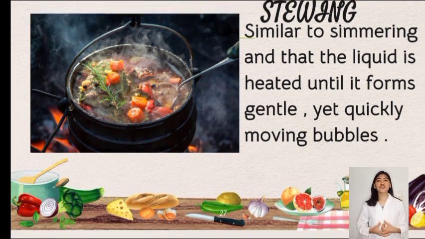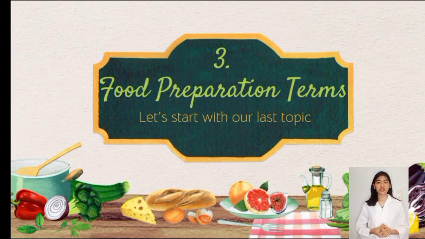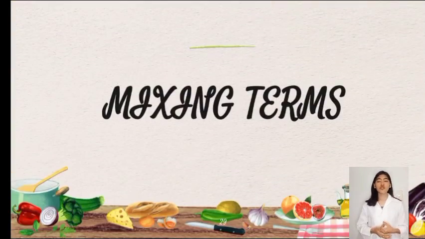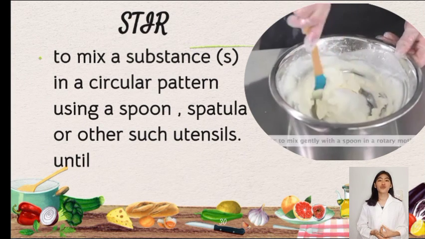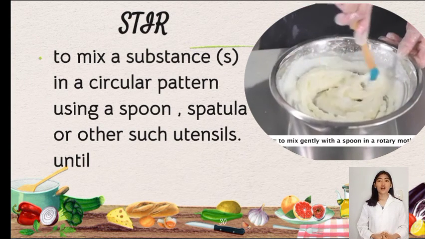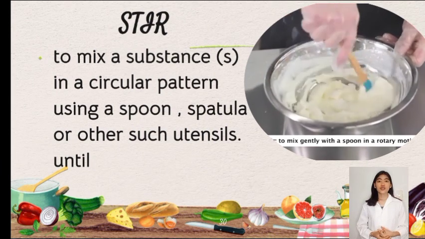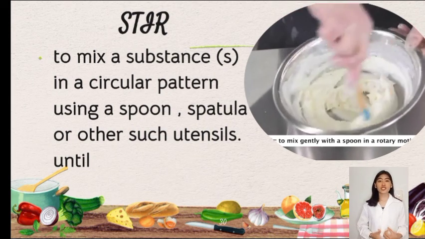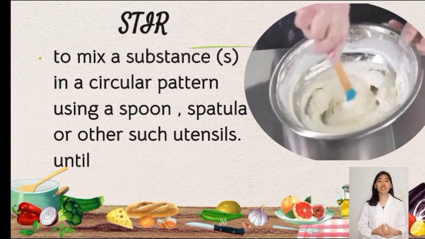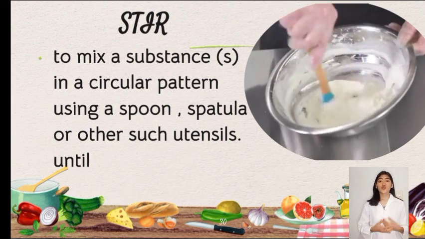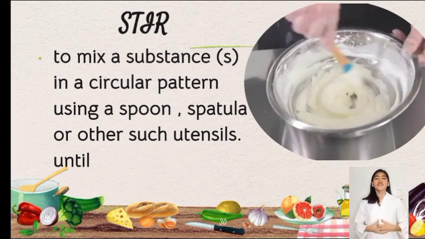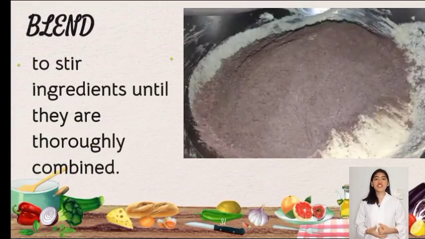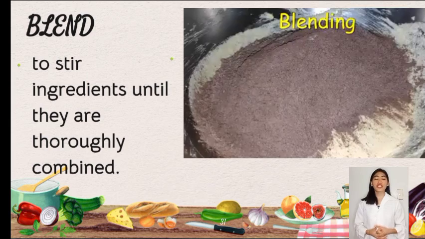And last, let's talk about the food preparation terms. So let's start with the different mixing terms. The first one is stir. To mix a substance in a circular pattern using a spoon, spatula, or other such utensils. So this is the simplest method because it involves mixing all the ingredients together with the use of a spoon or spatula, using a circular motion. Next one is blend, to stir ingredients until they are thoroughly combined.